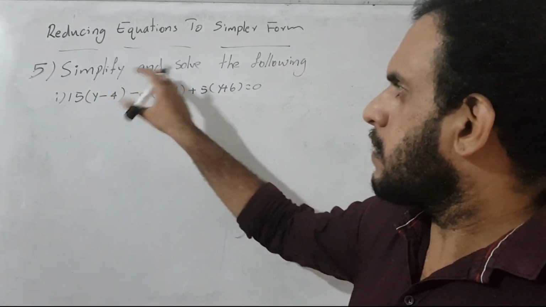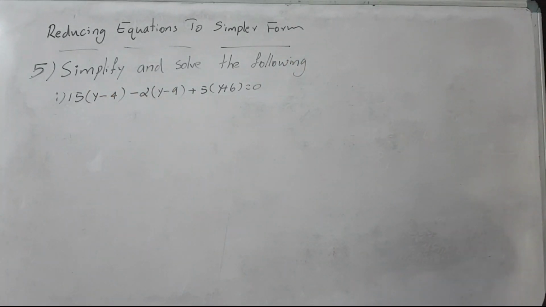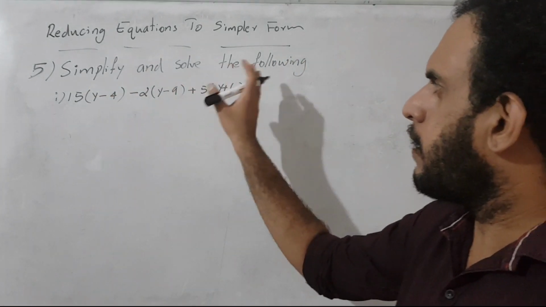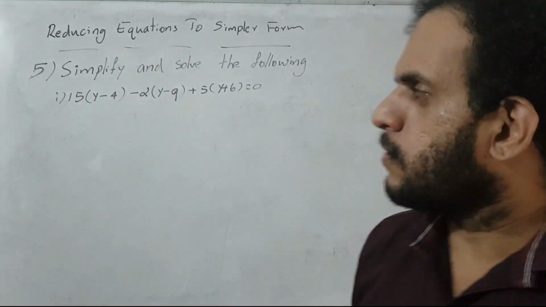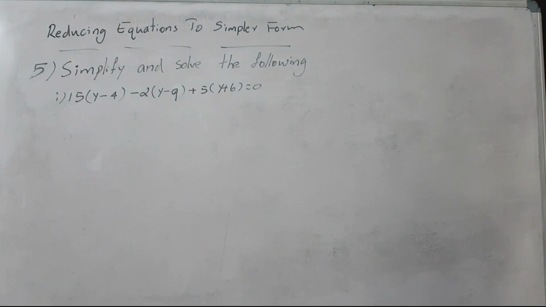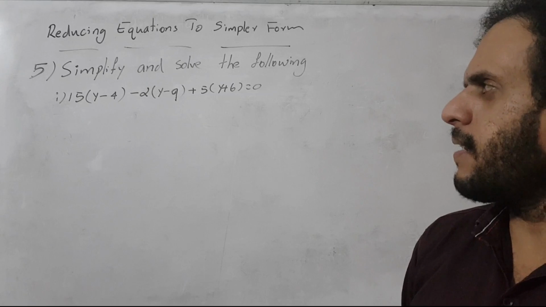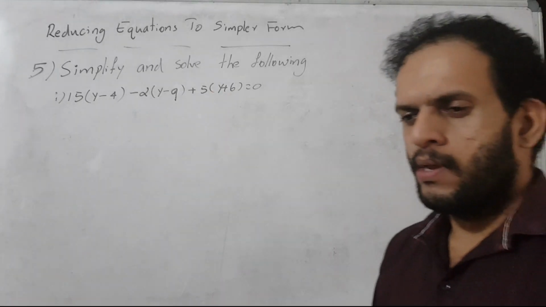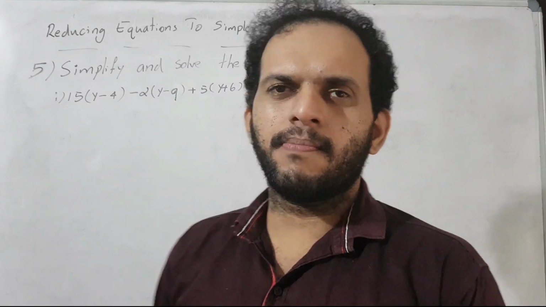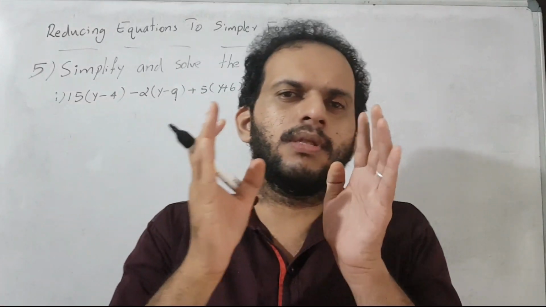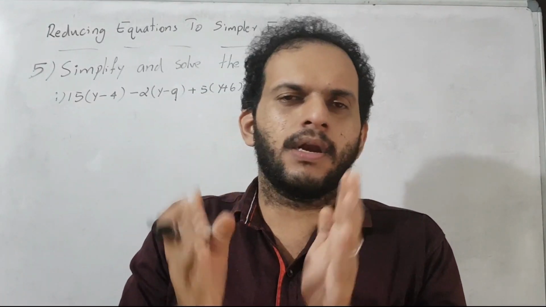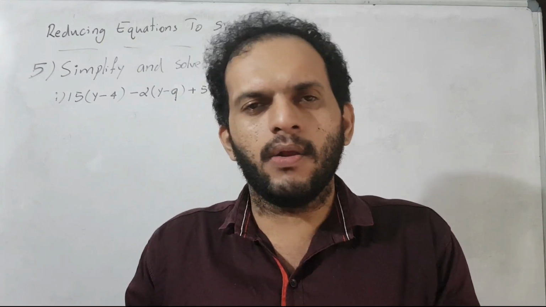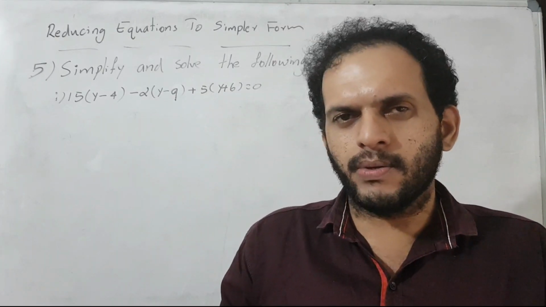The question is like this: simplify and solve the following equations. Okay, simplify and solve the following. First question: 15 into y minus 4 minus 2 into y minus 9 plus 5 into y plus 6 is equal to 0. Then what is the question? Simplify. Simplify means to reduce this equation to a simpler form. To make the reducible form, then after that find the value of y. That is simplify and solve.